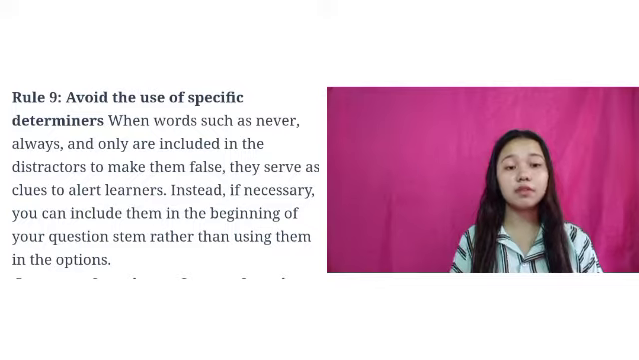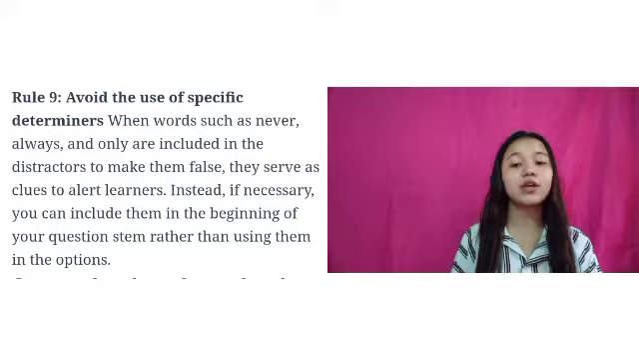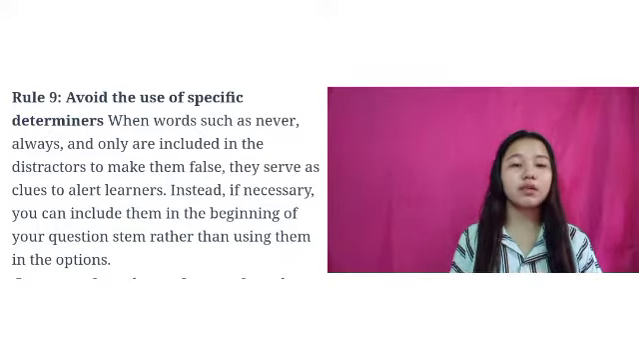Next rule, rule number 9. Avoid the use of specific determiners, such as never, always, only, or include, in the distractors to make them false. They serve as clues to alert learners. Instead, if necessary, you can include them in the beginning of your question stem rather than using them in the option.